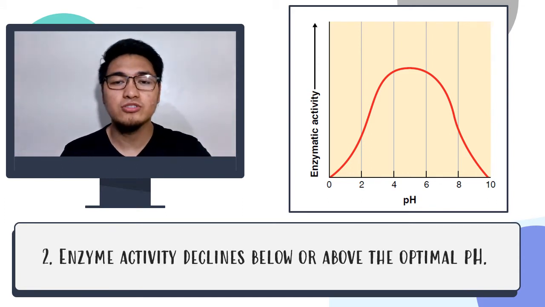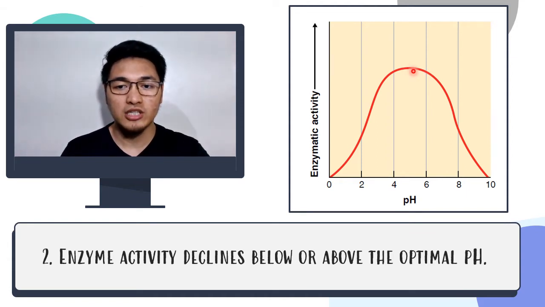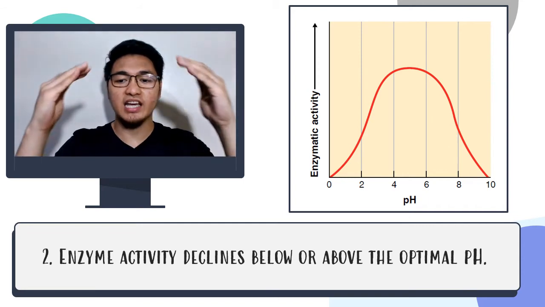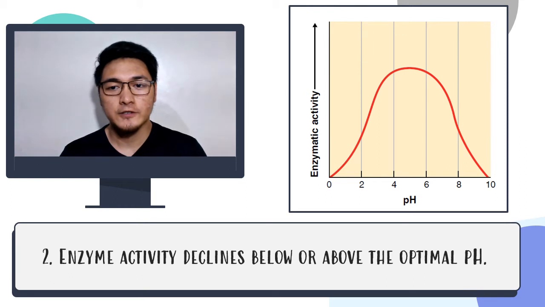Ayan. So, what happens beyond or below that optimal pH? So, kung makikita natin, as you go farther, habang lumalayo ka dun sa optimal pH, nagde-decline din yung enzymatic activity.